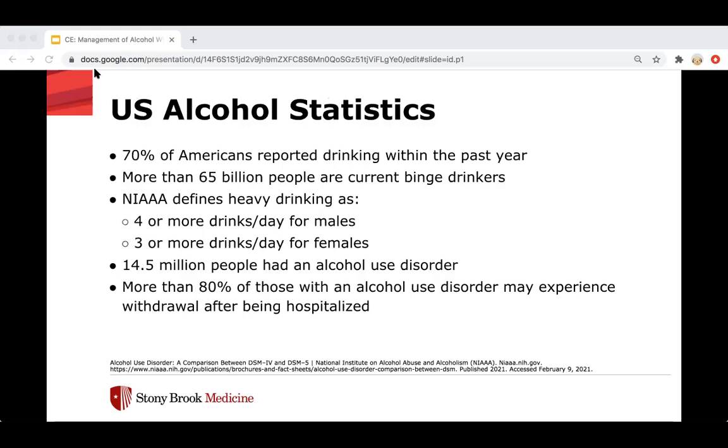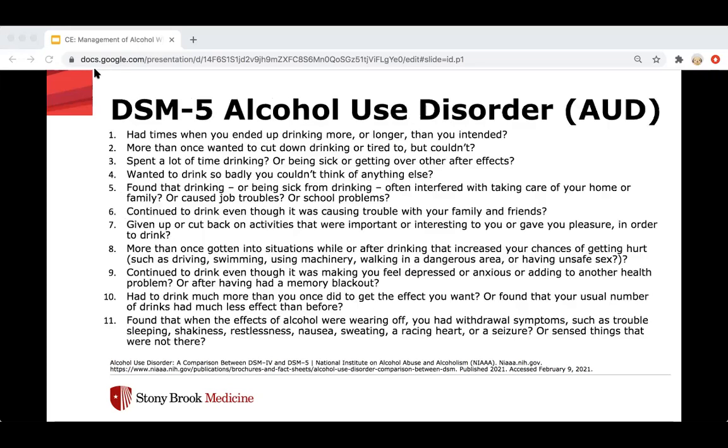So to start out, I just want to give everyone some statistics. 70% of Americans reported drinking within the past year, and more than 65 billion people are current binge drinkers. The National Institute on Alcohol Abuse and Alcoholism defined heavy drinking as 4 or more drinks a day for males and 3 or more drinks a day for females. And 14.5 million people had an alcohol use disorder. More than 80% of those with an alcohol use disorder may experience withdrawal after being hospitalized.